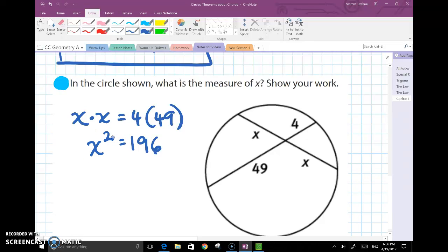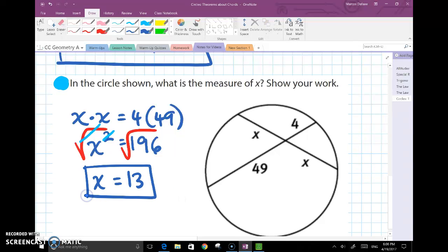Now, to solve this, we have to apply a little algebra skill. So here we go. We're going to take the square root of both sides, which eliminates our square and our radical. That gives us X, and the square root of 196 is exactly 13. And that's our answer. So each of these values comes out to be 13 in this example.